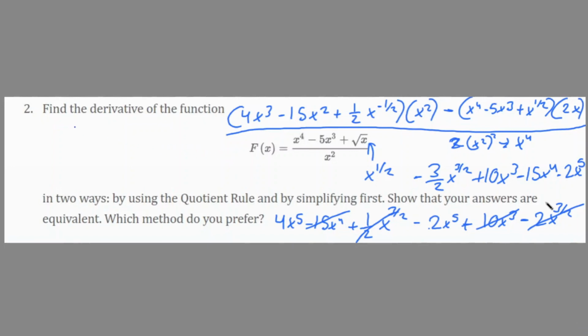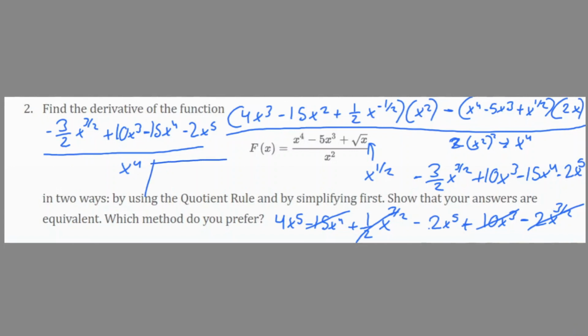So let's rewrite our equation right here. We have -3/2 x to the power of 3/2 plus 10x cubed minus 15x to the 4th minus 2x to the 5th, over x to the 4th power. Now, if we simplify all that, let's put it in this little bracket over here, and simplify it with the denominator.